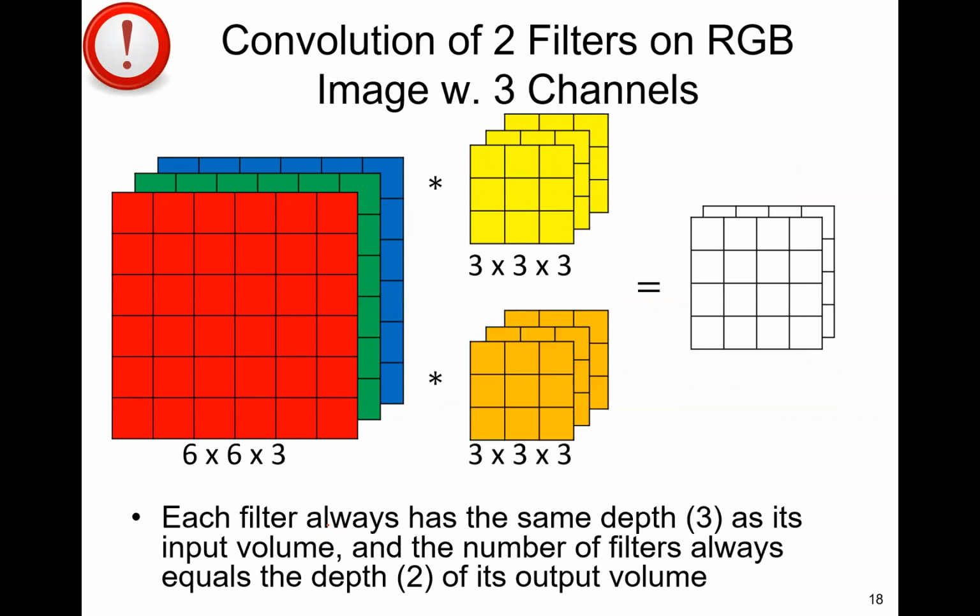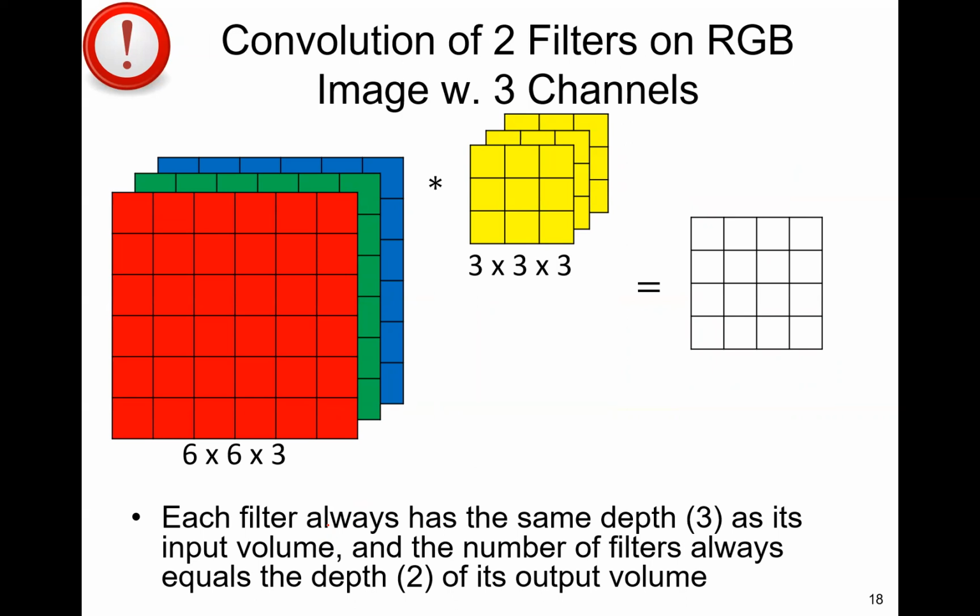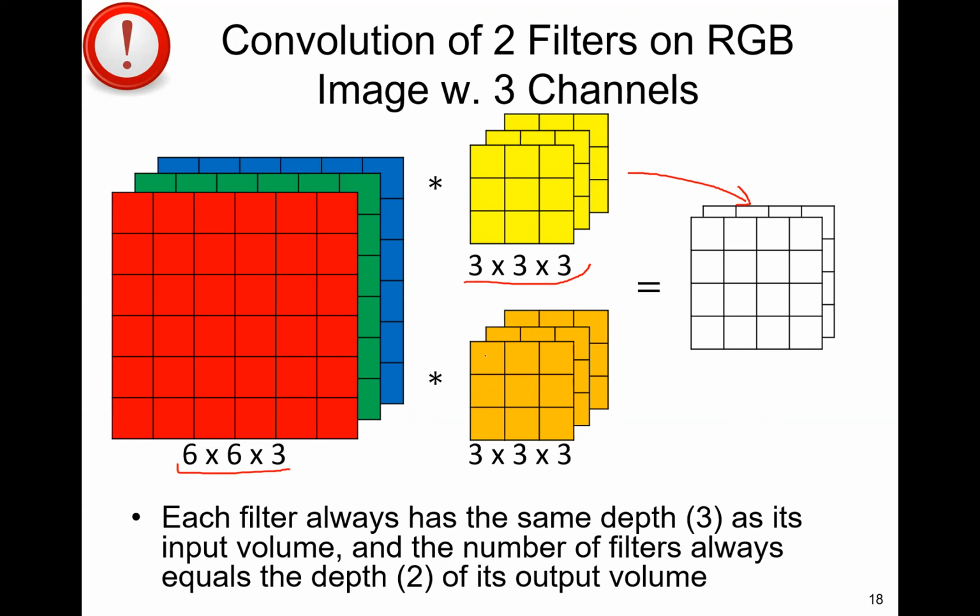So suppose now you add another filter. We saw that one filter applied to one input volume generates one output activation map. Then if you have another filter applied to the input volume, you generate another activation map.